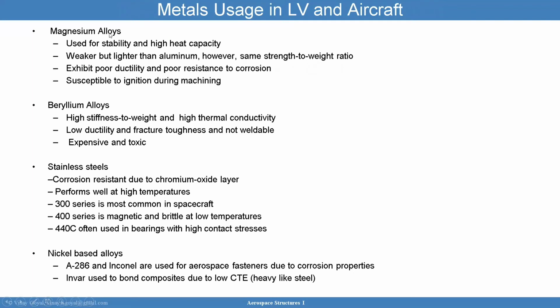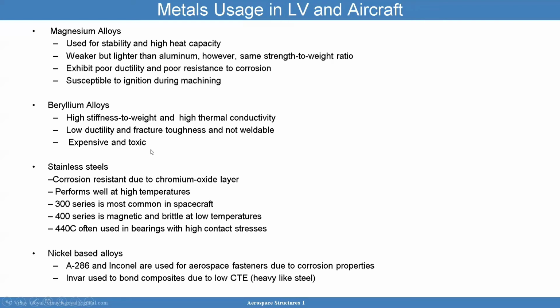There are other metals that are used, for example, magnesium alloys. They're great for stability and have a high heat capacity. They're weaker but lighter than aluminum. However, they have the same strength to weight ratio, and they exhibit poor ductility and poor resistance to corrosion. They can also be susceptible to ignition during machining, and due to this volatile behavior, magnesium alloys may not be used.